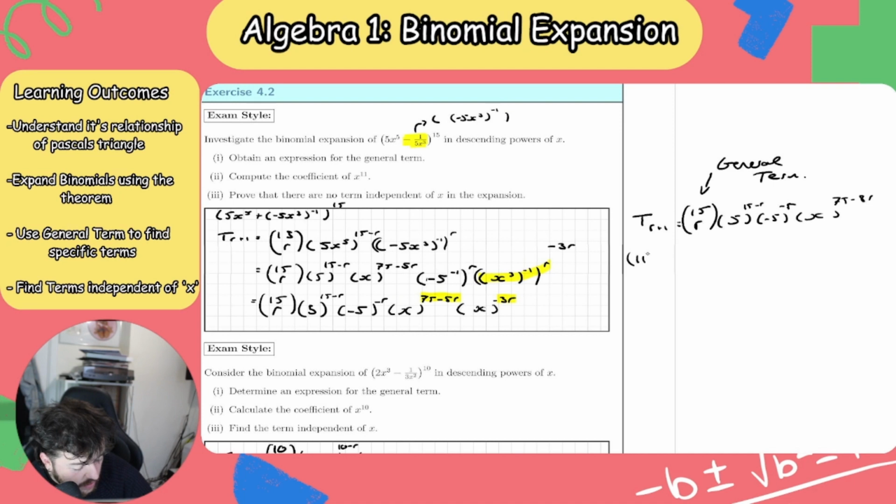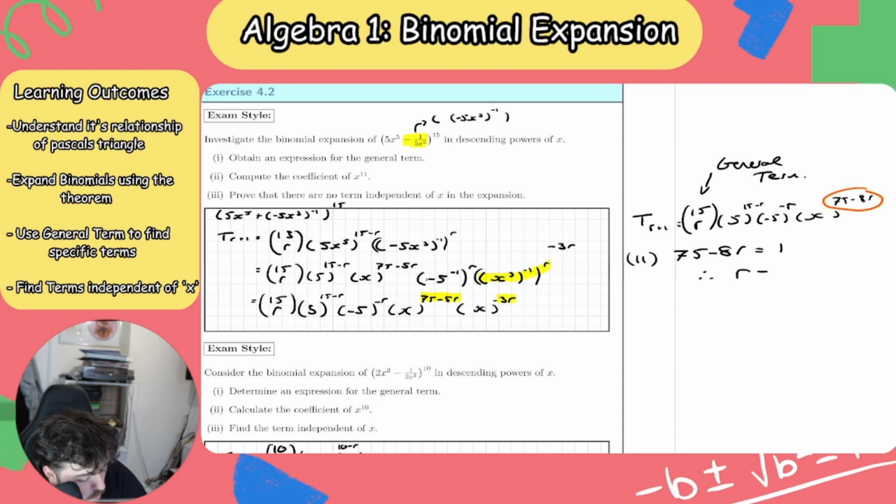Let's look at part 2. Part 2 just asked us here, compute the coefficient of x to the power of 11. So if the coefficient is of x to the power of 11, the power of x in my general term is equal to 11. So therefore 75 minus 8r is equal to 11. Do some maths, r is going to be equal to 8.